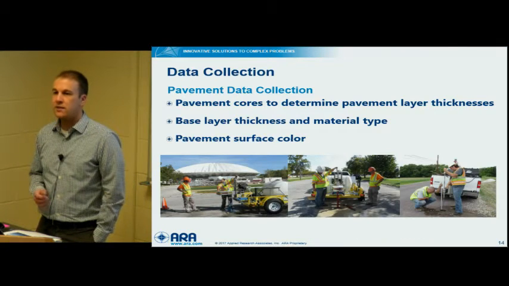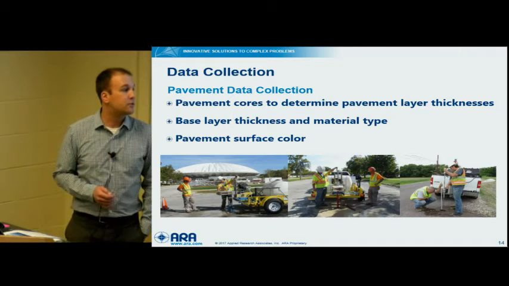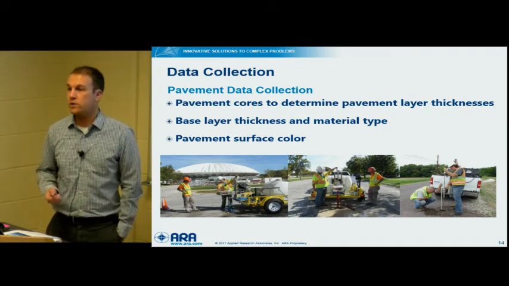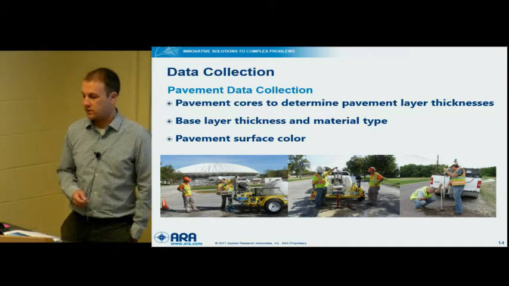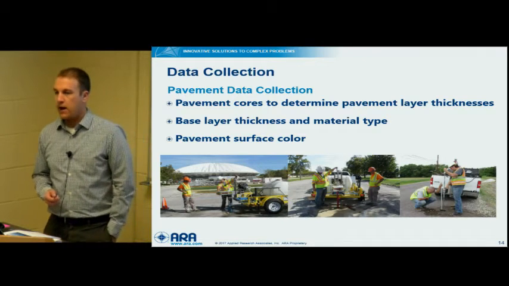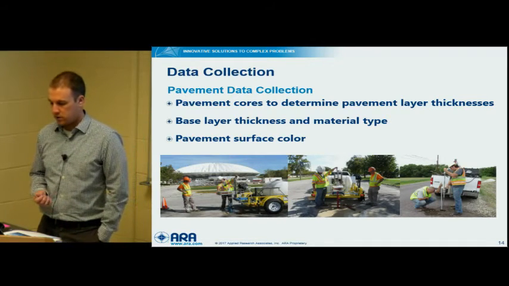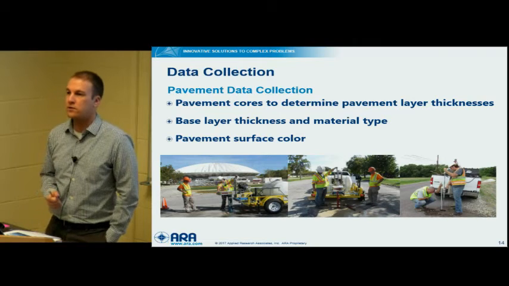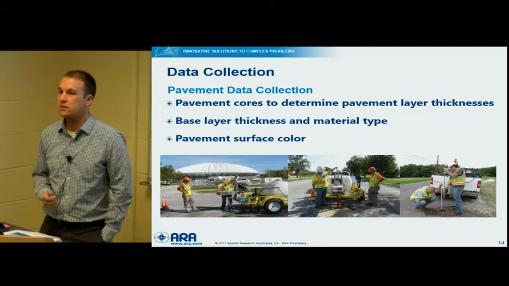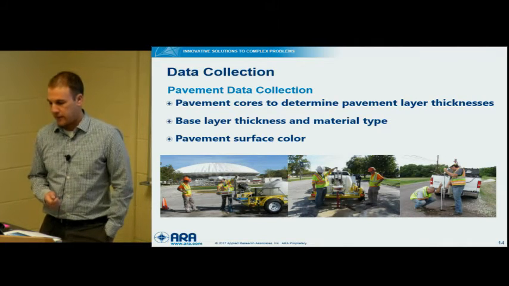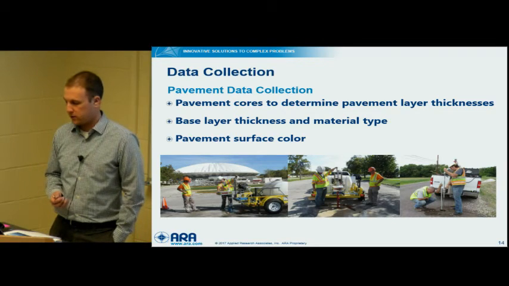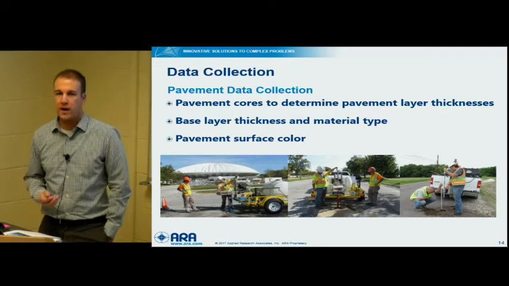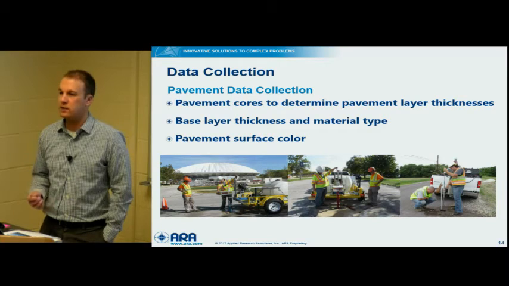All right, so the next data collection effort was to collect pavement cores to determine the different thicknesses for each layer. And we also did some look through historical records to find the base thickness and base layer type. And we also measured the pavement surface color. So these are the main physical aspects that we had to collect at each site.